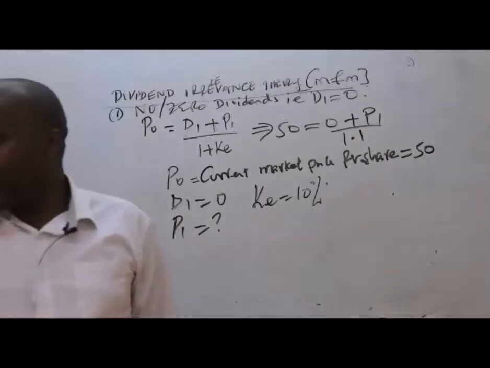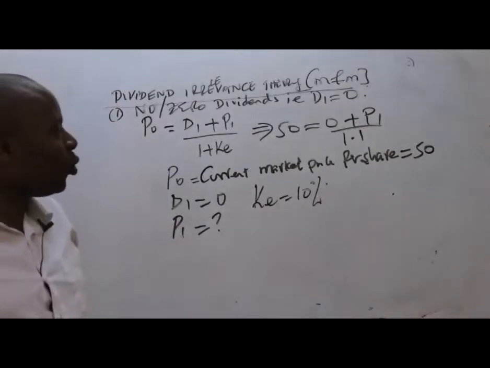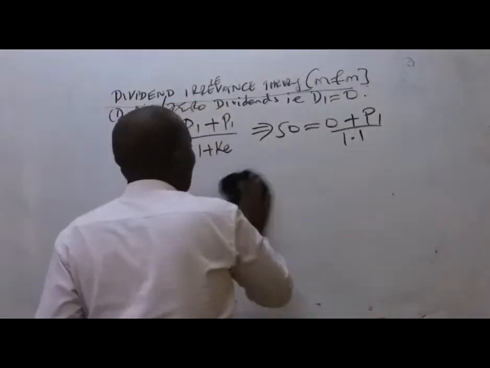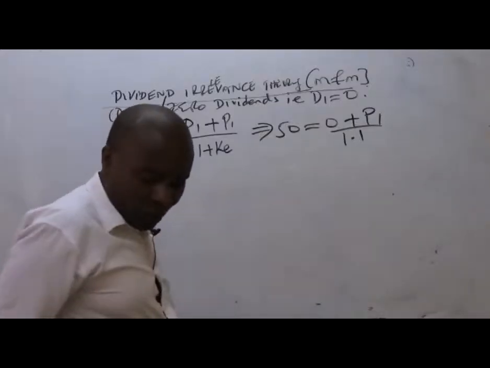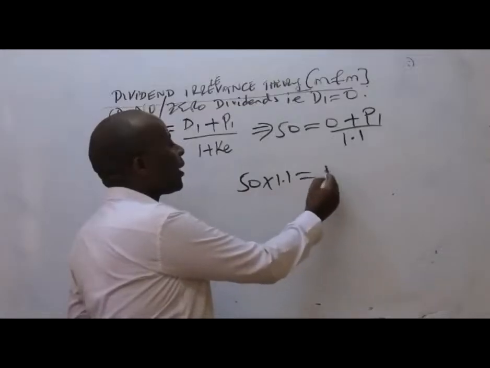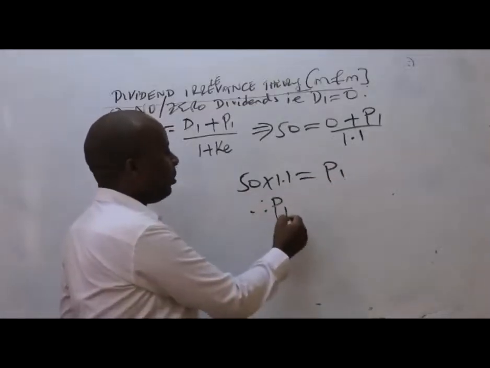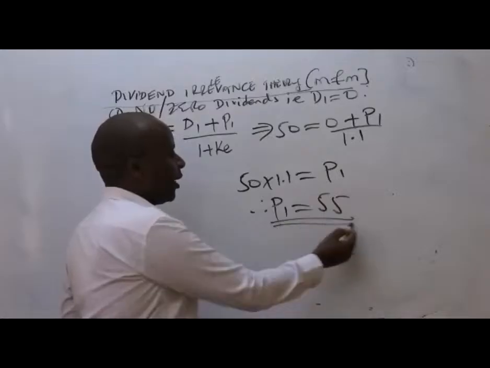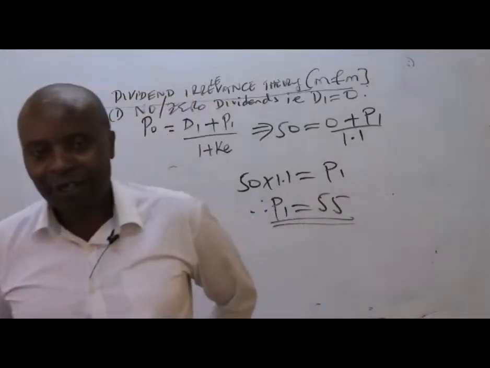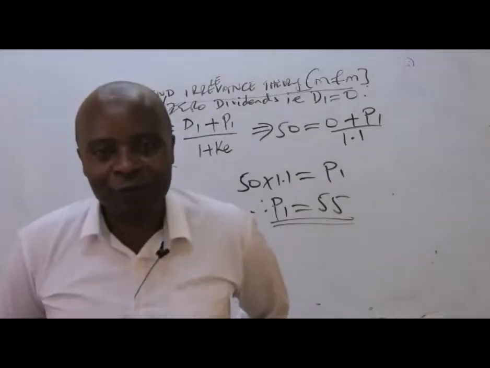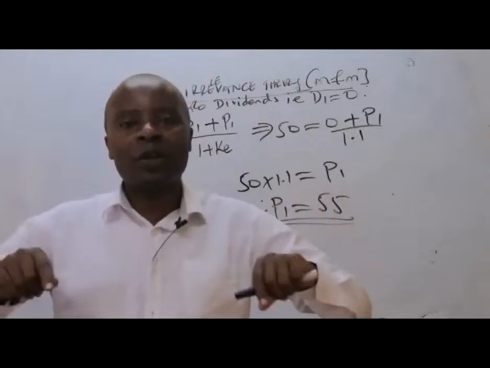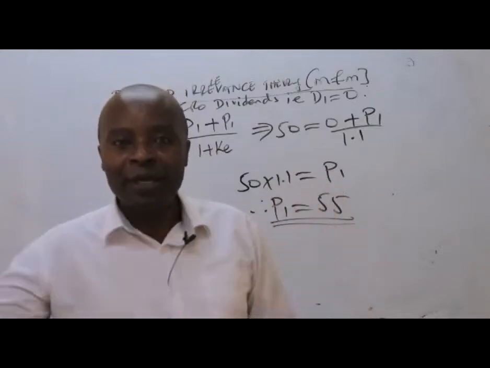So please try to make your rearrangements. If you do your cross multiplications very nicely, we have 50 times 1.1 equals P1. Therefore, P1 will be 55. Something that I'm so sure that all my students, if they were to get this kind of a question on an exam, all of them, it would have been a thumbs up.